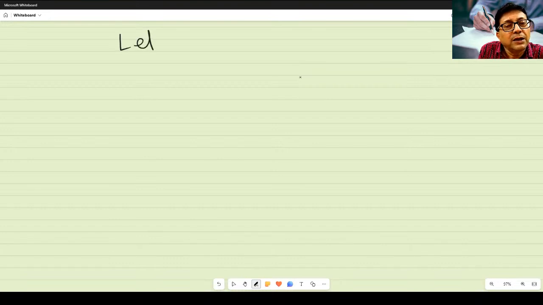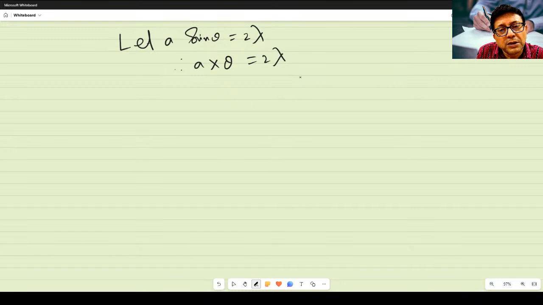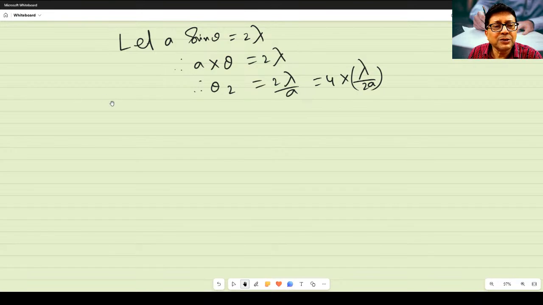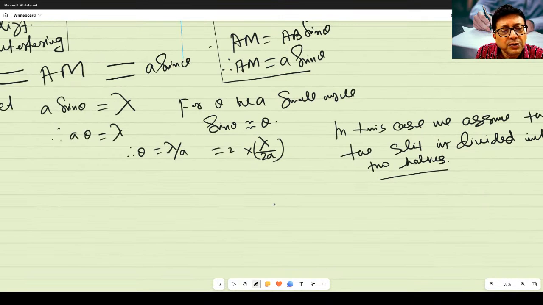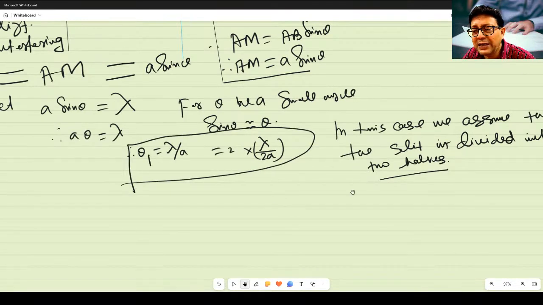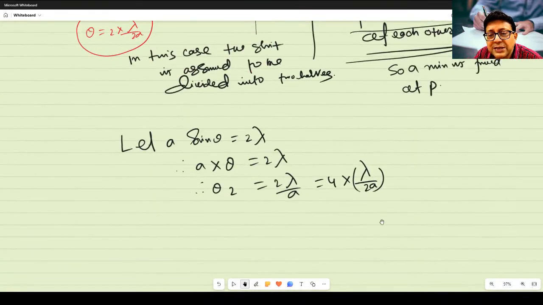Now let a sin theta equal 2 lambda. Theta is small, so theta 2 will be, we take theta 2 here, 4 into lambda by 2a. The previous one, let us take theta 1. What we have taken there? We take theta 1 because we got the first order minima. Are we getting second order minima?